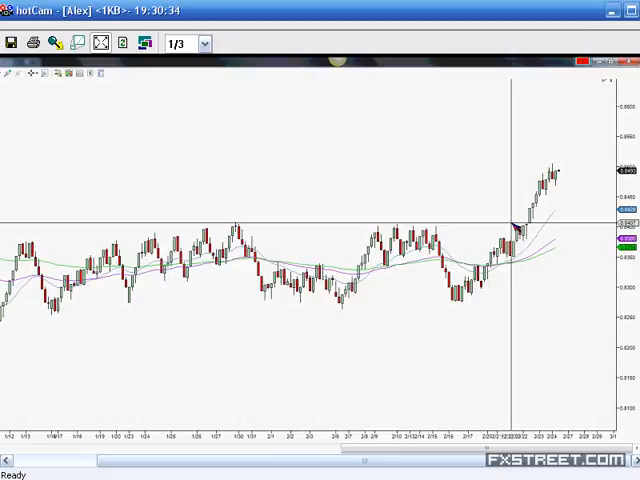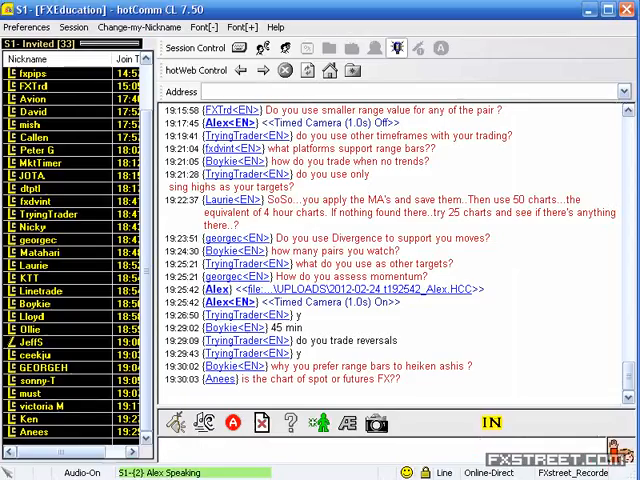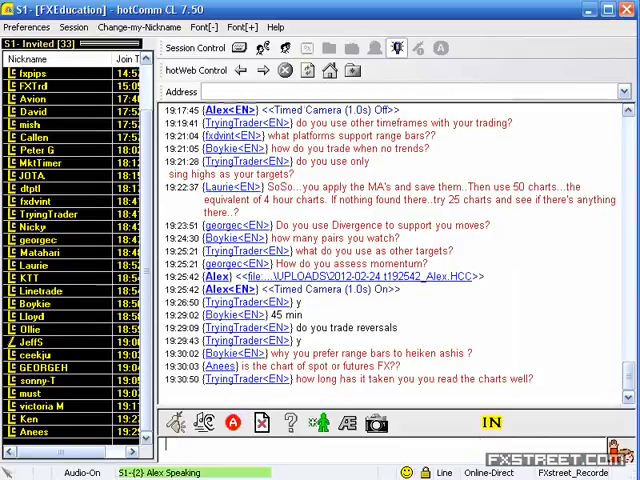Heikin-Ashi, why do I prefer range bars to Heikin-Ashi? Well, the range bars are pure price action, aren't they? I don't use Heikin-Ashi very much. I don't know a lot about them, but from what I do know, aren't they more sort of average price as opposed to actual price? This chart is the spot charts, not the futures, or anything like that.